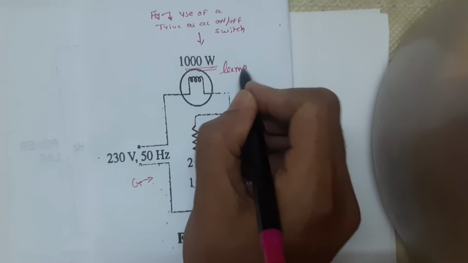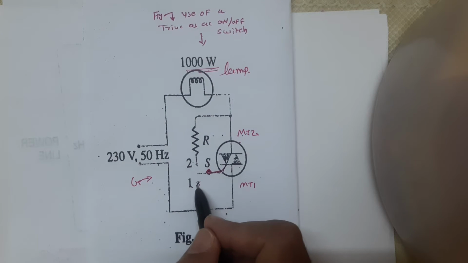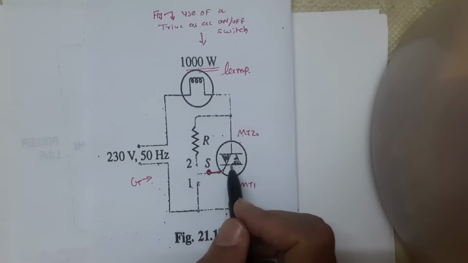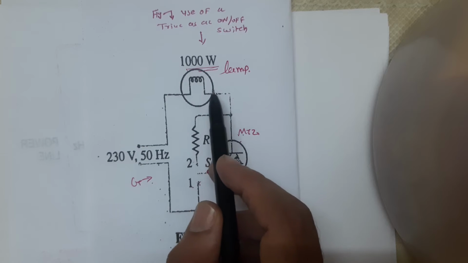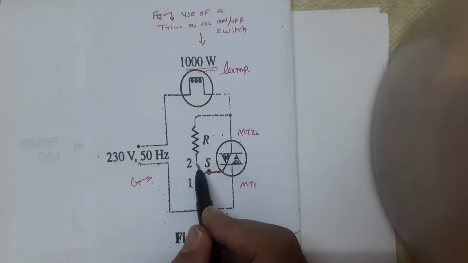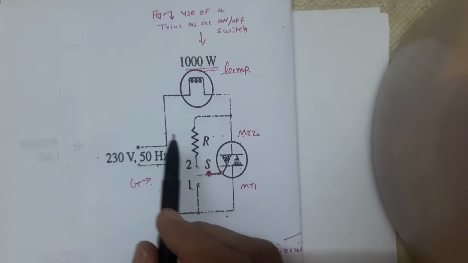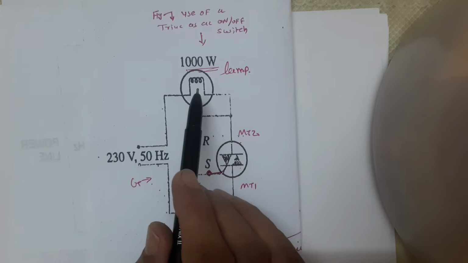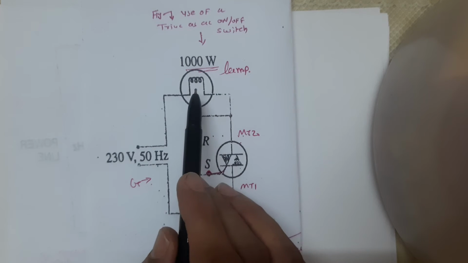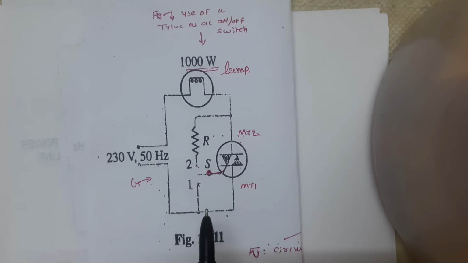So I repeat, when it is connected to switch position 1, the triac is off, no power passes through the lamp, so we get a switched off lamp. But when it is connected to position 2, the triac is in working condition, the circuit is complete, hence the signal power from the gate passes through the lamp, and we get the lamp switched on. In this way we can say that triac is working as an on off switch.